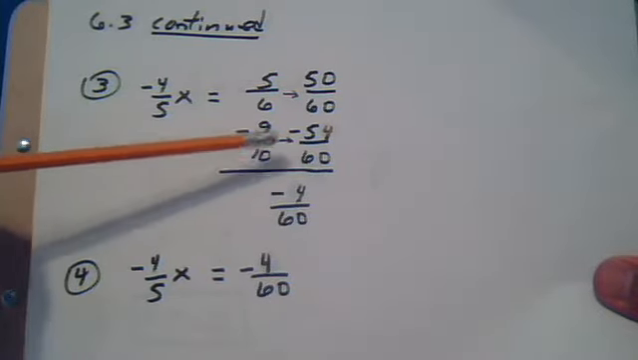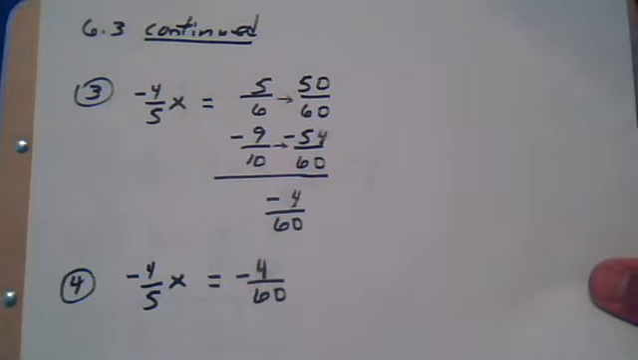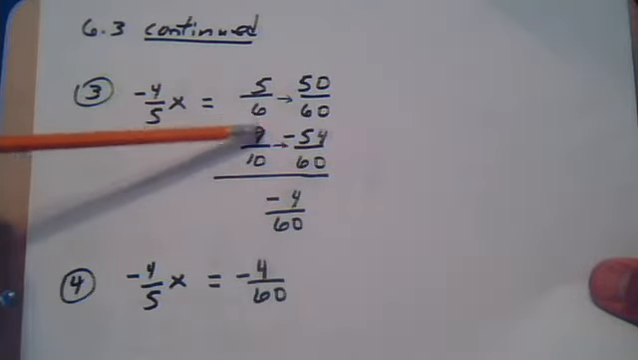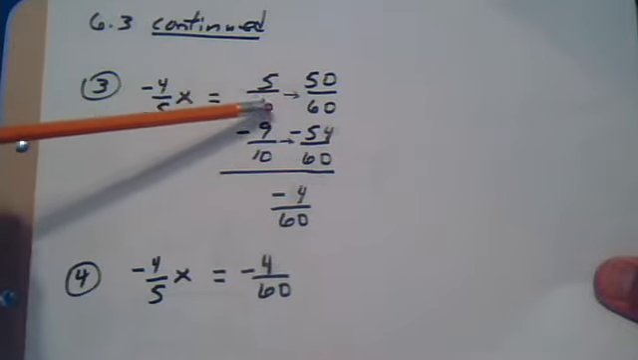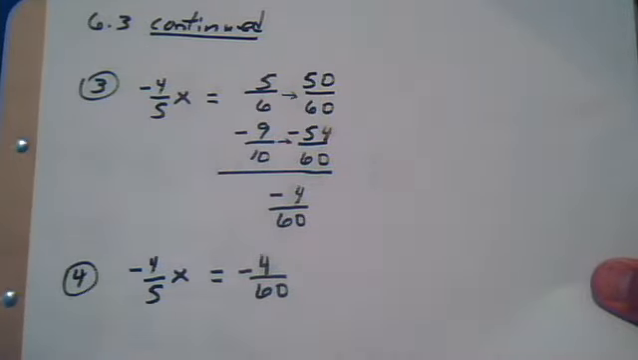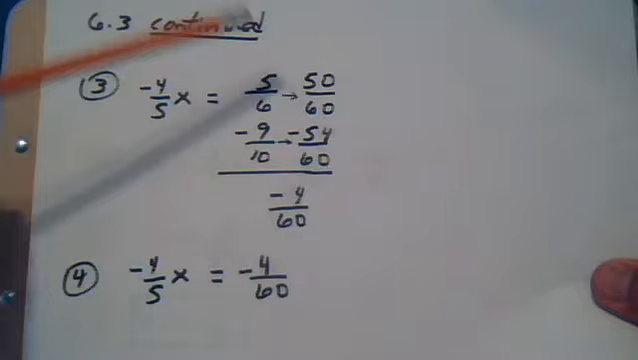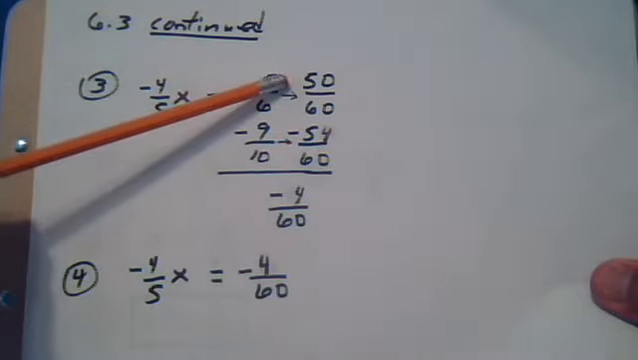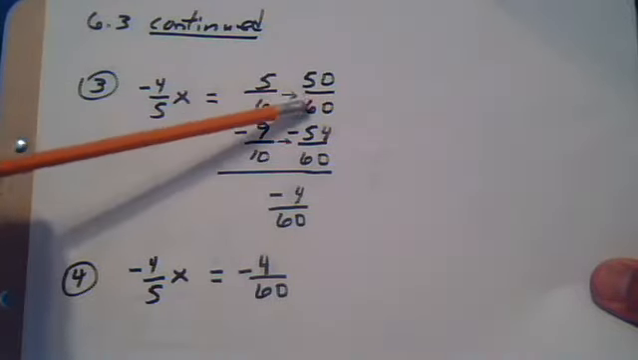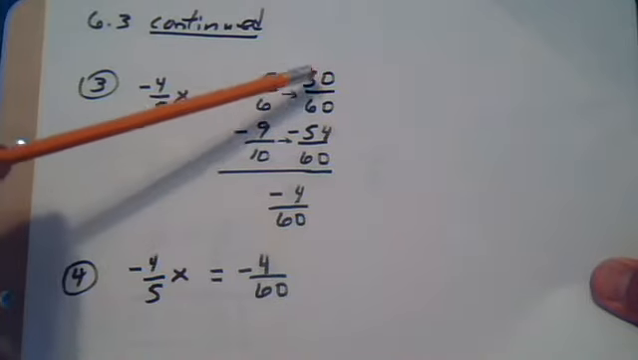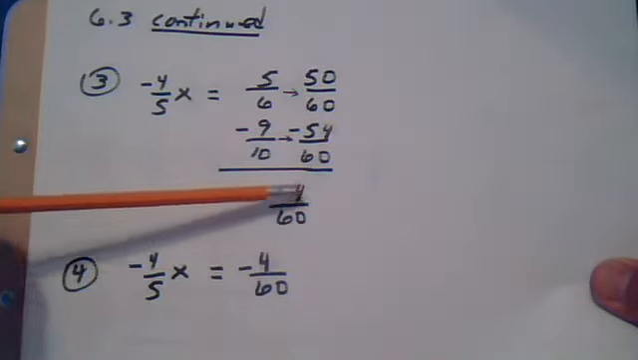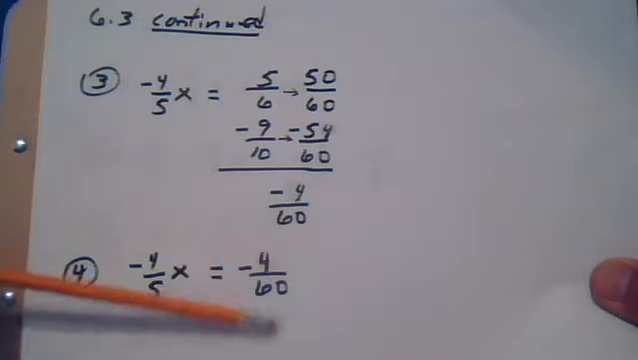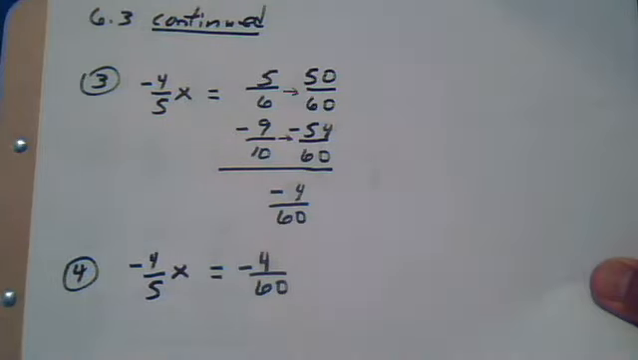So how did the 10 become a 60? I multiplied it times 6. So I have to multiply the 9 times 6. Gives me a negative 54. How did this 6 become the 60? I multiplied it times a 10. So I have to multiply the 5 times a 10. That gives me the 50. Now that we have a common denominator, you go ahead with the subtraction, and we have a negative 4 over 60. So this is what the equation looks like.